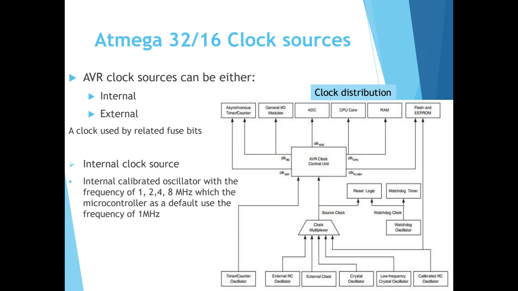What about the clock sources? AVR clock sources can be either internal or external. About internal clock sources, it is actually an internal calibrated oscillator with specific frequencies of 1 megahertz, 2, 4, and 8 megahertz, where the microcontroller by default usually uses a frequency of 1 megahertz.